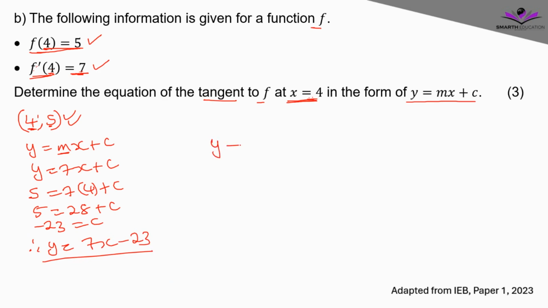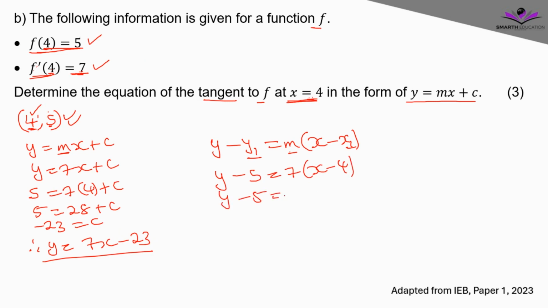Right? You can also use this one. Say y minus y1 is equal to m times x minus x1. These are the coordinates here of the point. This is the gradient. So y minus y1 is 5, so we put 5 there. x1 is 4. And then m is 7, with x minus 4 like that. And then y minus 5 is equal to 7x minus 28. Then y is equal to 7x, negative 28 plus 5 is negative 23. Done.